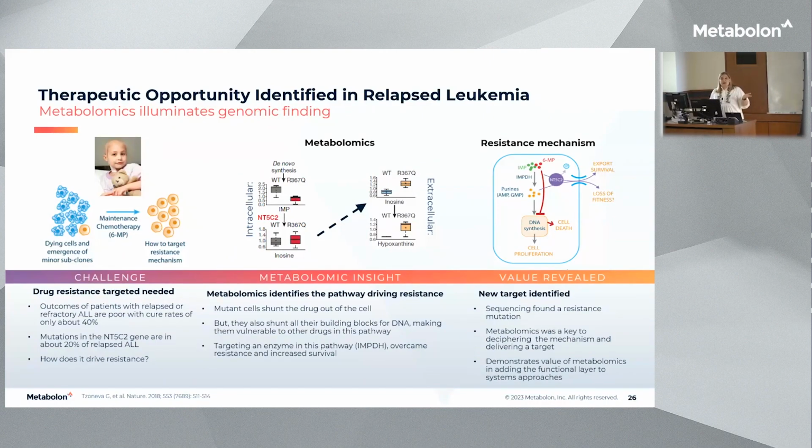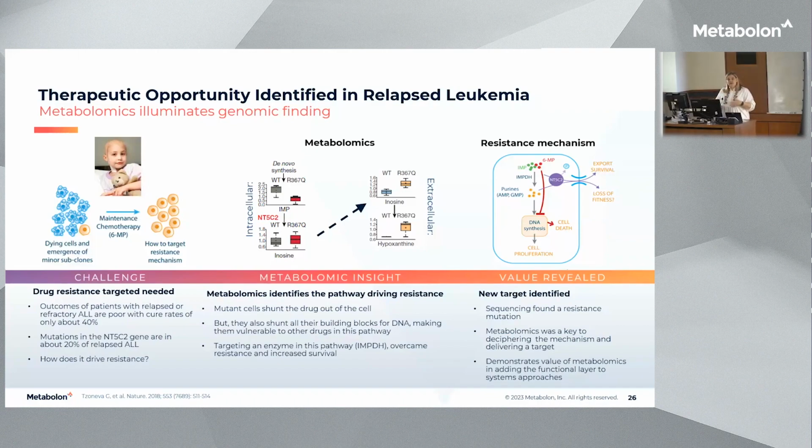This was looking at patients that relapsed from leukemia, right? There was a specific population of children who would relapse, and 20% of the time they had this specific genetic mutation. So they really wanted to understand what was happening, that this genetic mutation was leading to a higher relapse rate in these leukemia patients.